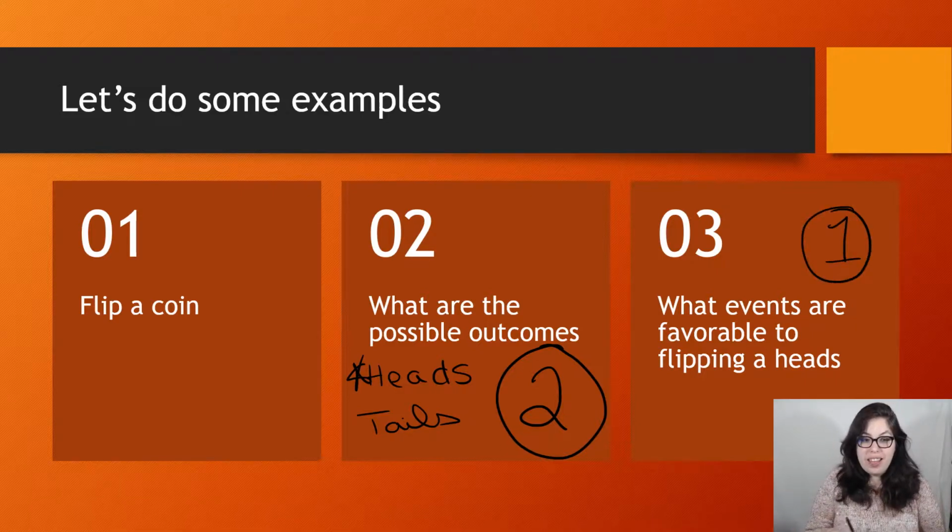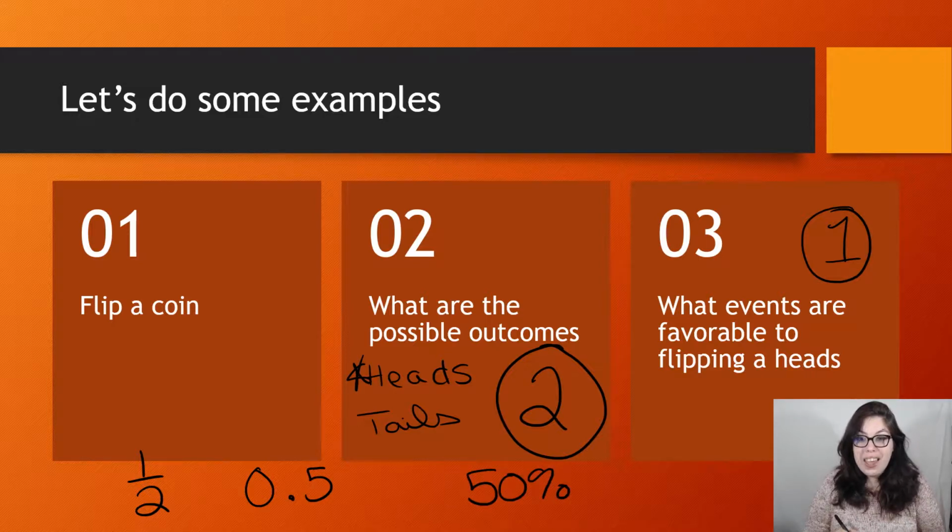If I was going to write that as a fraction, it would be 1/2. As a decimal, it'd be 0.5. And as a percent, the probability would be 50%. All of these are the ways that I can write the probability. The probability is 1/2, the probability is 0.5, and the probability is 50%.